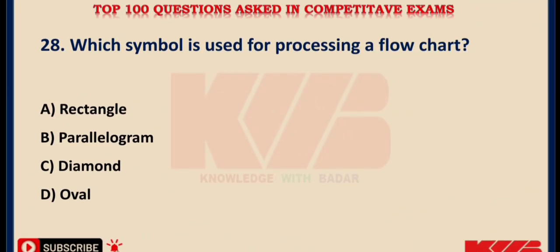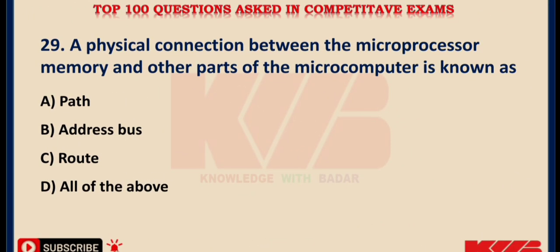Next question. Which symbol is used for processing in a flowchart? Rectangle, parallelogram, diamond, or oval? And the correct answer is rectangle. A physical connection between the microprocessor, memory, and other parts of the microcomputer is known as: path, address bus, route, or all of the above? Yes, it is called the address bus.